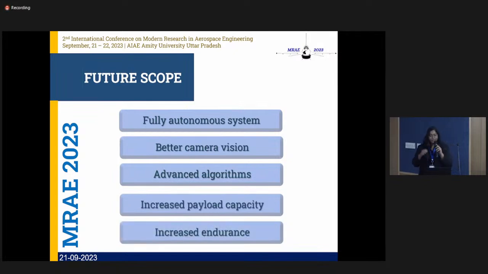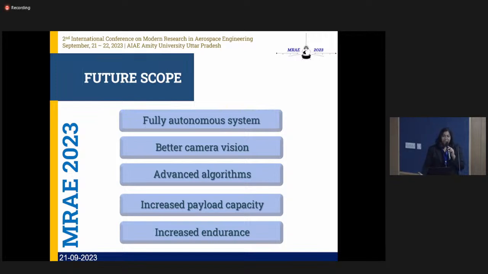Talking about the future scope, adding to that, our design was semi-autonomous. We plan to make it fully autonomous and have better camera vision. The camera which we used was ESP32. It didn't have a very good vision, but it was workable. But we need better ones if we want to add advanced algorithms and have more precision.